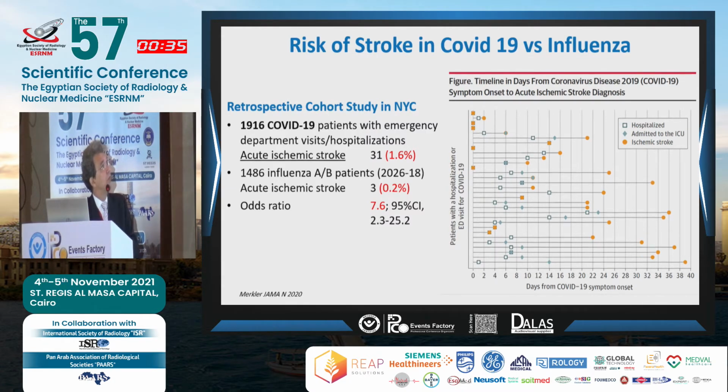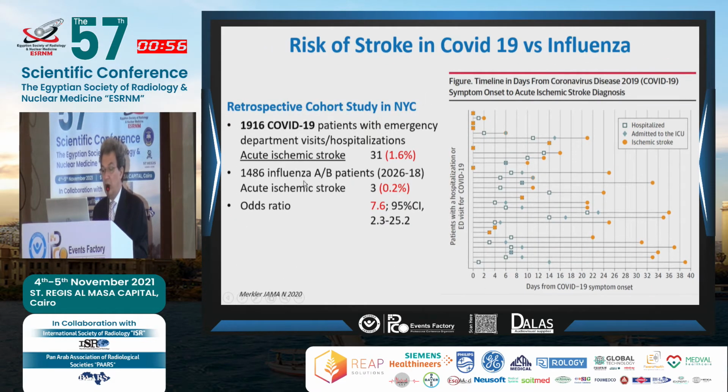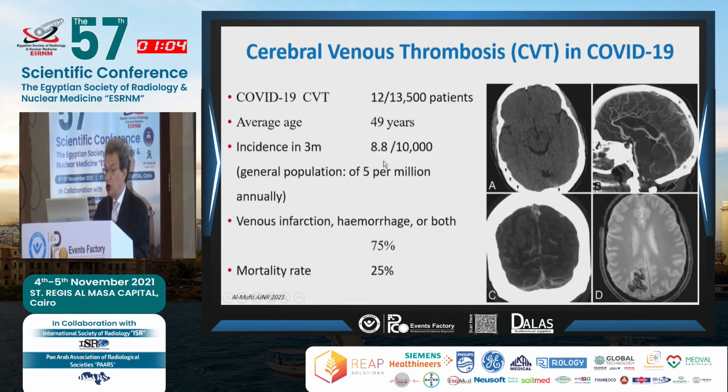So very briefly about the risk of stroke in COVID versus influenza. Is there a difference? Well, there is. In patients with COVID-19, about almost 2,000 patients, 1.6% got an acute ischemic stroke, whereas in influenza, it's only 0.2%. So there is a significant difference. COVID leads much more often to a stroke.